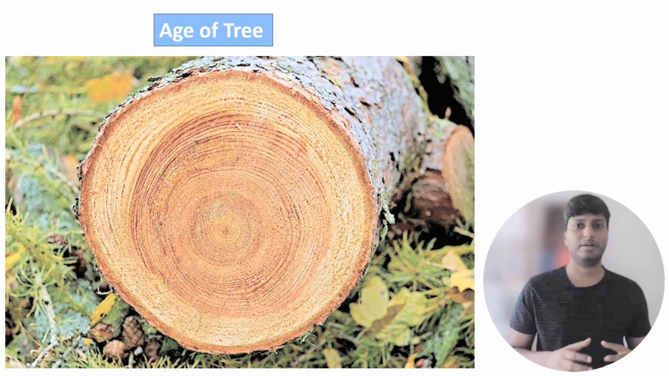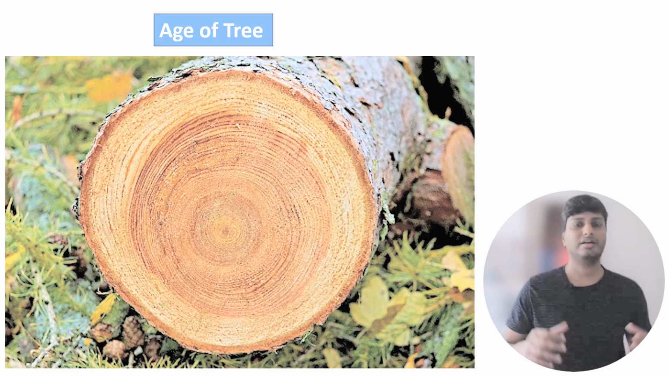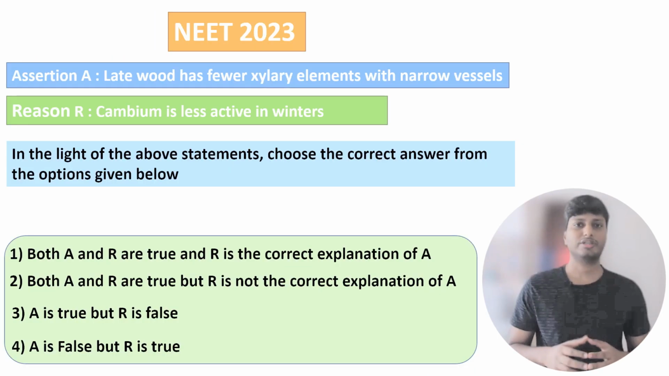In this particular diagram, there are many alternate rings inside the wood of the plant. So these alternate light and dark rings inside the TS of the stem of the plants can be used to estimate the age of the tree. So dear students, that's how scientists calculate the age of a particular tree, by counting the number of these annual rings.